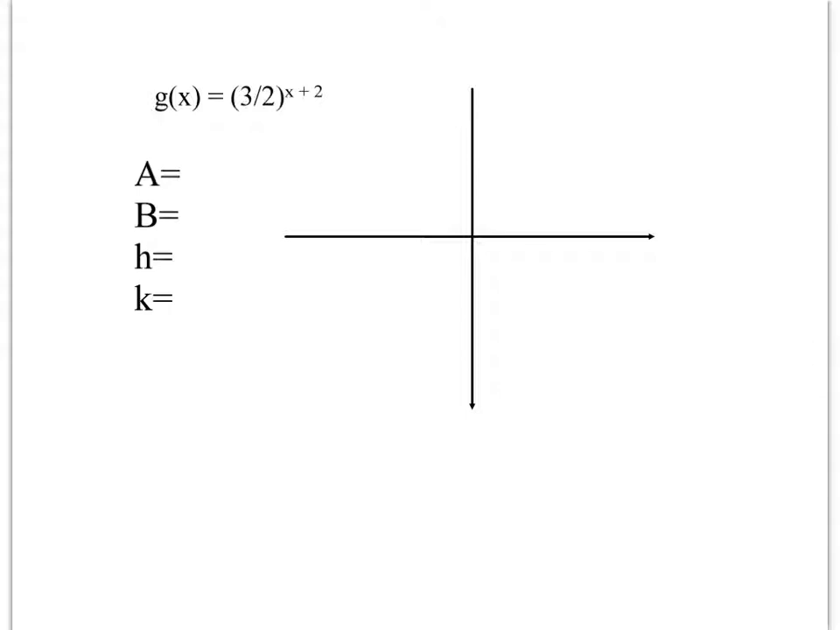Are you filling them in? I'm waiting for you. Okay, you should have found that a is 1. There's an imaginary 1 right in front of this whole thing right here. So a is 1. It's 1 times 3 halves to the x plus 2 power. B, of course, is 3 halves. B is a fraction in this case, but it's a fraction larger than 1, so it's still going to shoot off to the right. As we move to the right, it's going to get larger, and as we move to the left, it's going to become asymptotic to the x-axis. It's just going to do so more gradually because it's a smaller number than, say, 2 or 5 or 10.